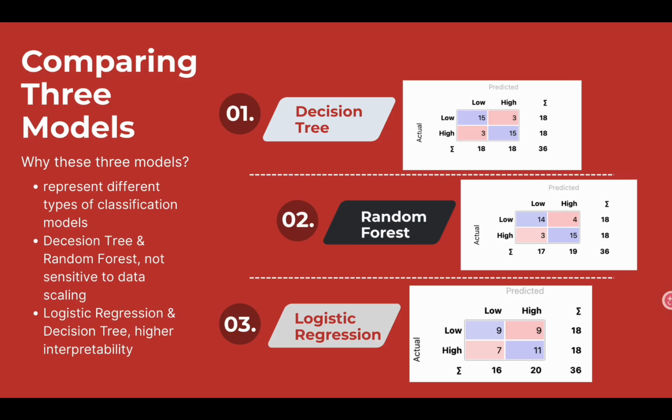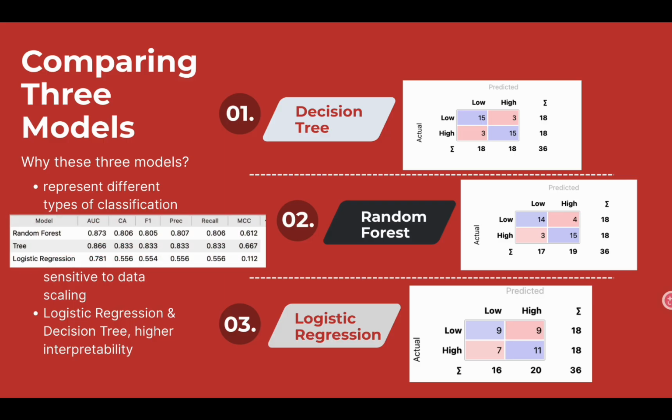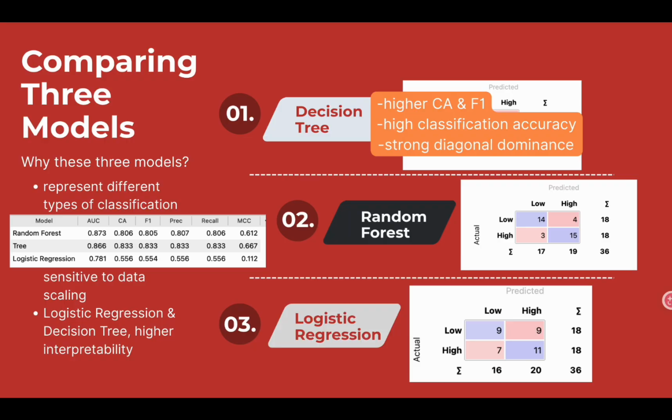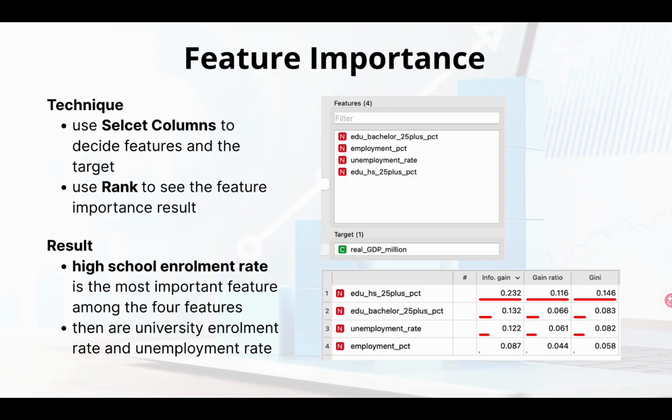The decision tree performs best overall. It achieved the highest classification accuracy and F1 score, both reaching 0.833. Looking at the confusion matrix, decision tree correctly classified more observations and shows stronger diagonal dominance, meaning fewer misclassifications.